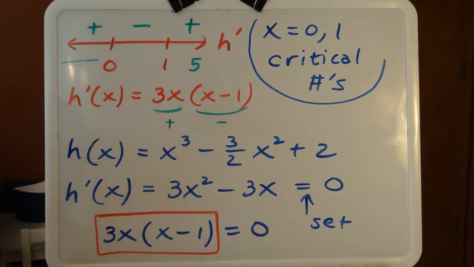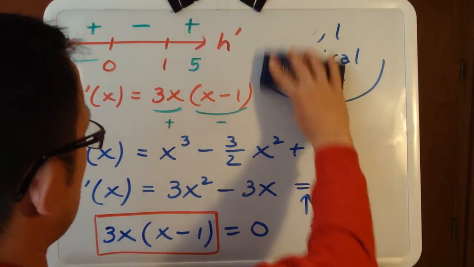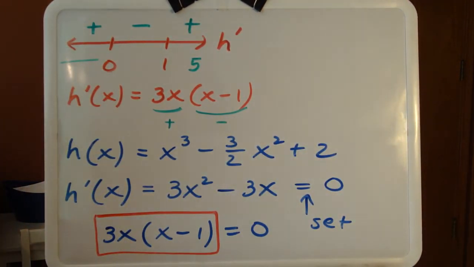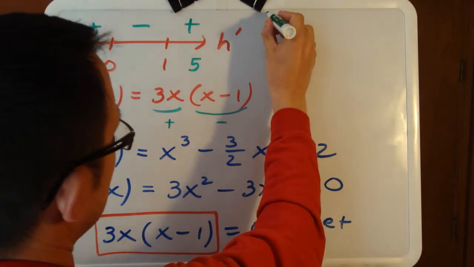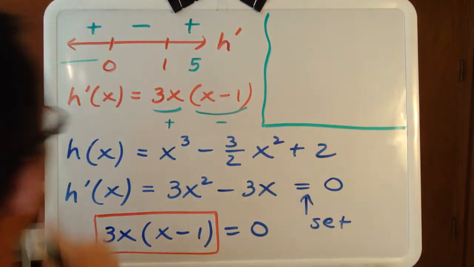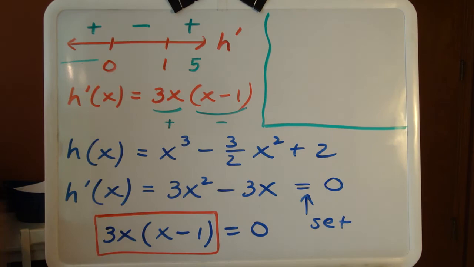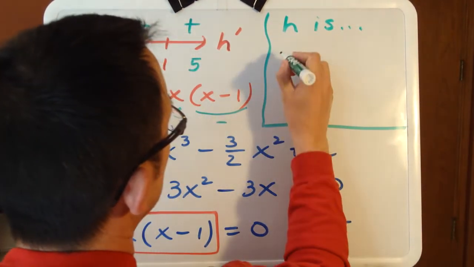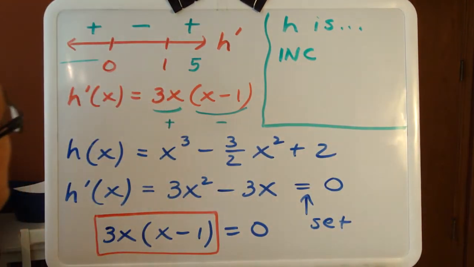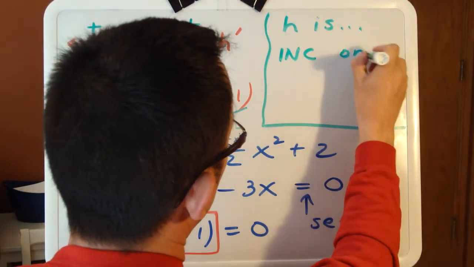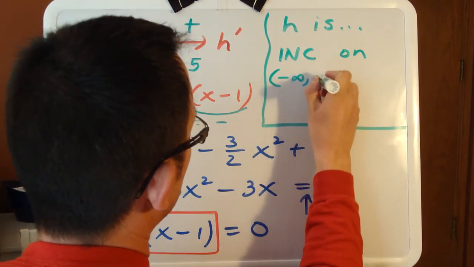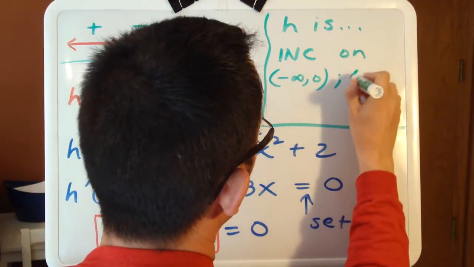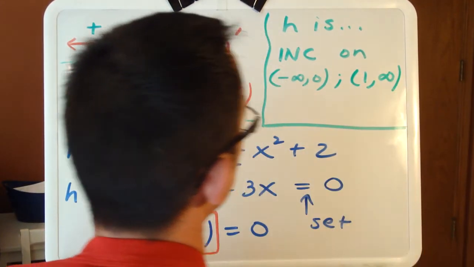So with all this information, I think we have everything that we need. So we can jot down just some notes here. Where you see the positive signs, the function h is increasing. So I'll say h is increasing to the left of 0, so from negative infinity to 0, and then also beyond 1, so from 1 to infinity.